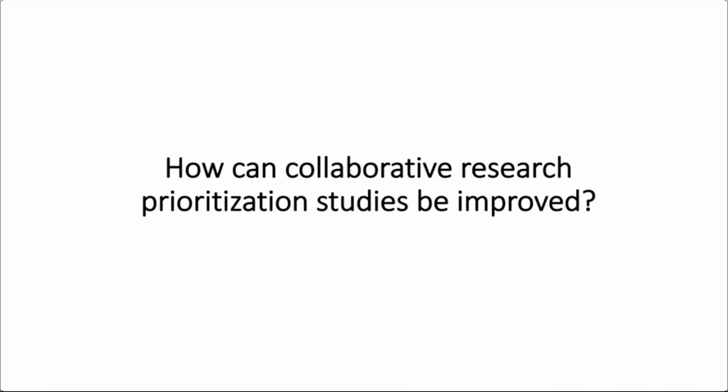So I think the jury is kind of out on how well these studies work to motivate new research, but regardless of the answer to that question, I think we can ask, how could collaborative research prioritization studies be improved? And I'm going to suggest 3 methods in the remainder of my talk today that I think would help to make these studies more useful both for researchers and for science users.